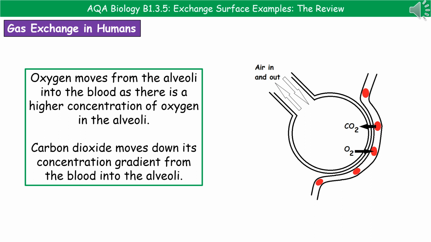What we find then is as the air enters the alveolus, then it's actually going to let oxygen move from the alveoli into the blood. And the reason it does that is because there's a higher concentration of oxygen in the alveoli compared to the blood. And carbon dioxide does the opposite. It's going to move from the blood into the alveoli because, again, it's moving down the concentration gradient. The blood's got a higher concentration of carbon dioxide than the alveoli, so it moves from the blood to the alveoli. And you've got my wonderfully drawn in paint diagram on the right, hopefully to illustrate that for you.